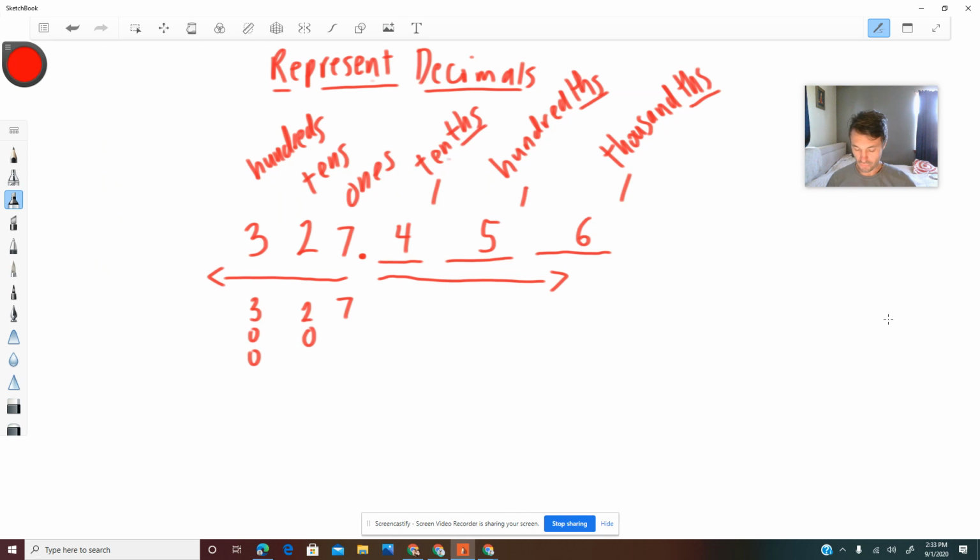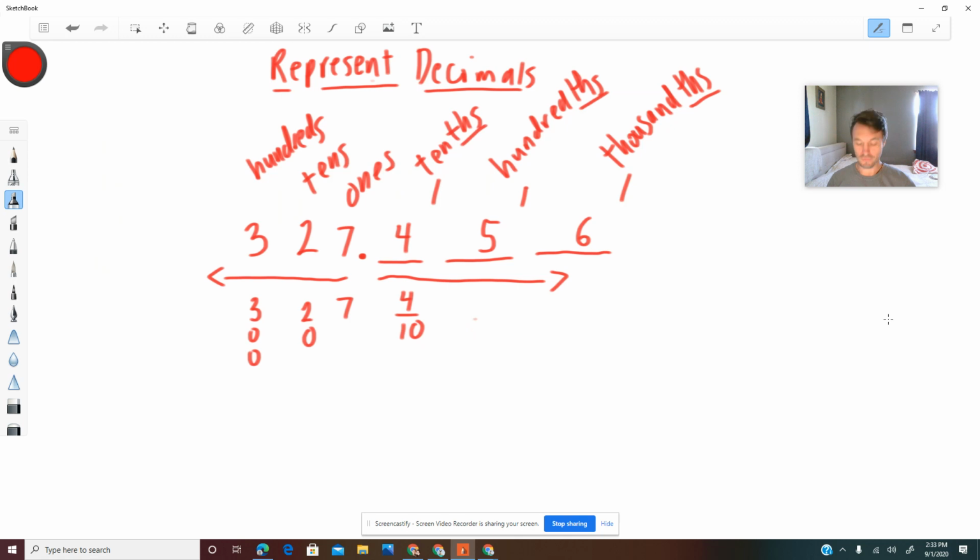What's the value of the 4 in the hundredths place? I'm sorry, I said hundredths place, I meant to say tenths. What would the value be of the 4 in the tenths place? It would be 4 tenths. Therefore, you write it as the fraction 4 over 10, or 4 tenths.